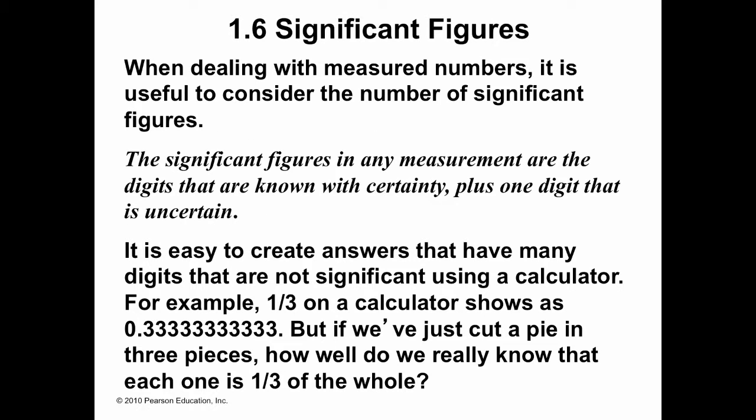So when dealing with measured numbers, it is useful to consider the number of significant figures. Significant figures in any measurement are the digits that are known with certainty, plus 1 digit of uncertainty. It's easy to create answers in a calculator that have many digits that are not significant. Let me give you an example of this. 1 divided by 3, or 1/3, in a calculator will show as 0.3 repeating. But if we just cut a piece of pie in 3 pieces, how well do we really know that each one is actually 1/3 of the whole?